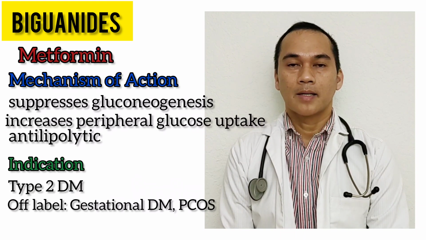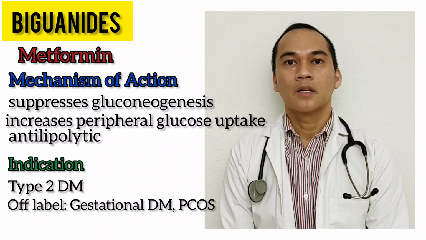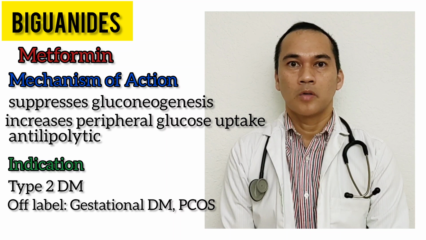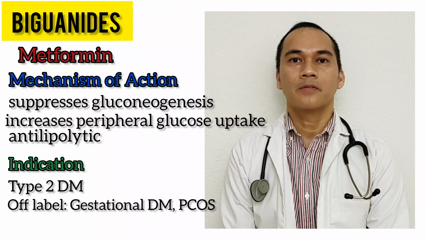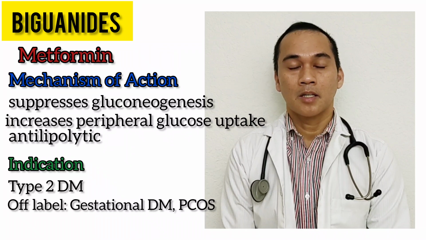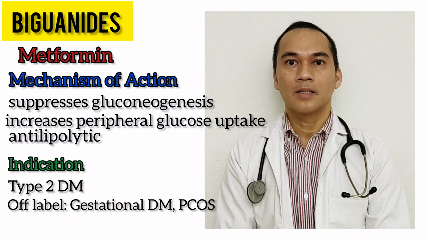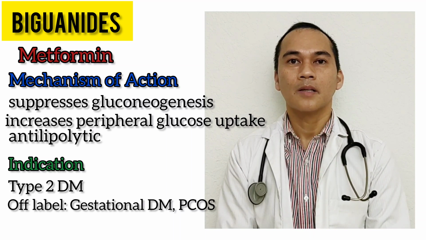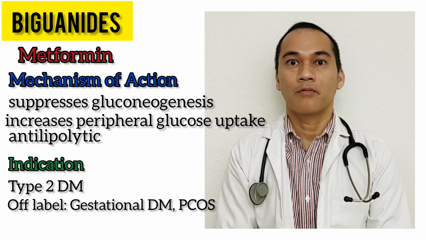Now let's start with biguanides. What are biguanides? What are the mechanisms of action? Biguanides suppress gluconeogenesis, which in turn decreases sugar production by the liver. It also increases peripheral uptake and utilization of blood glucose, meaning it will open up those cells so glucose can come in. And it also has an anti-lipolytic effect that lowers fatty acid concentrations. In this class, we only have one drug, and this is metformin.